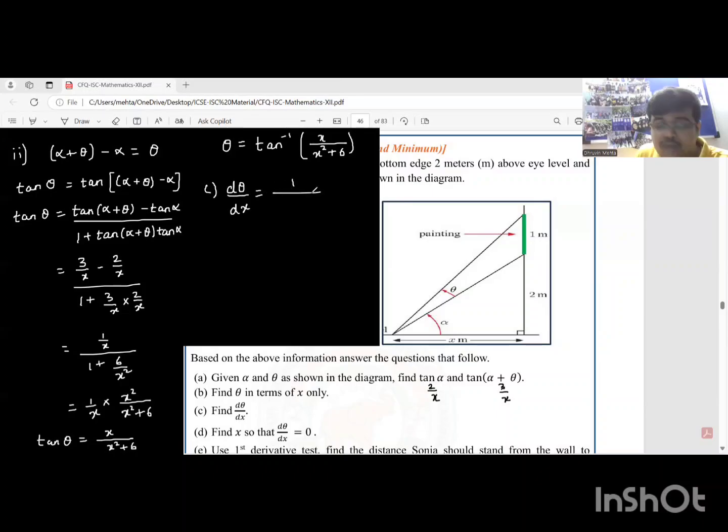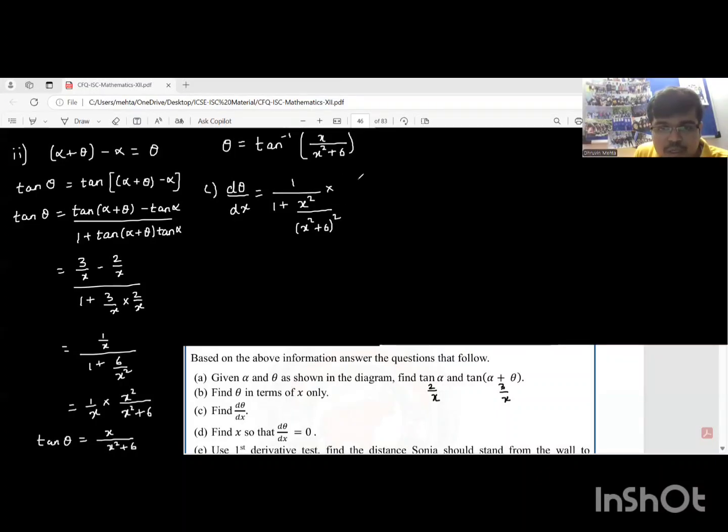So this is going to be 1 upon, derivative of tan inverse is 1 upon 1 plus x square upon x square plus 6, the whole square, into derivative of this with UV rule. So now, students, we'll quickly run through the UV rule part. It is going to be v, derivative of x is 1, minus x into derivative of x square plus 6 is 2x, upon v square. So that is x square plus 6, the whole square.